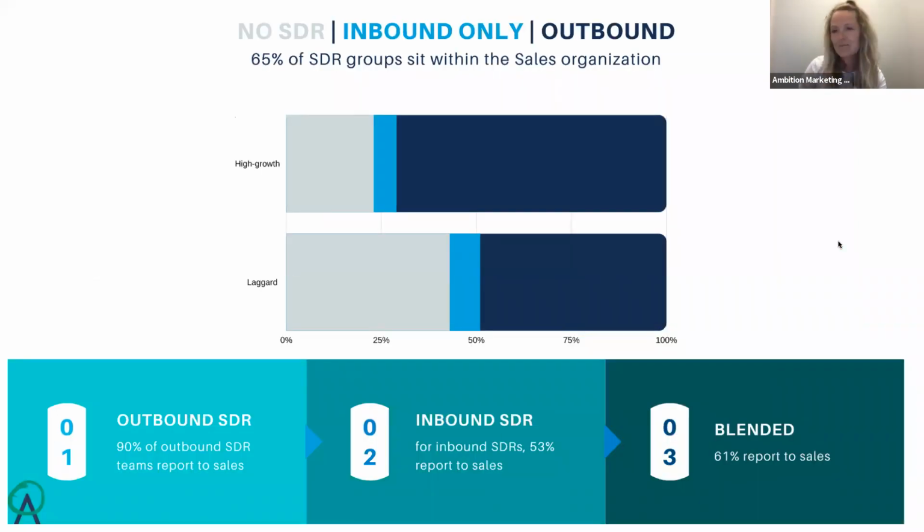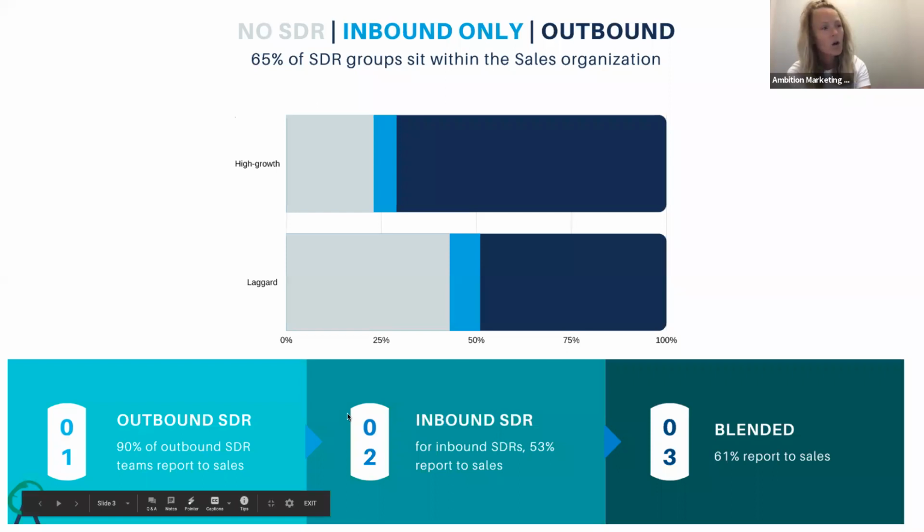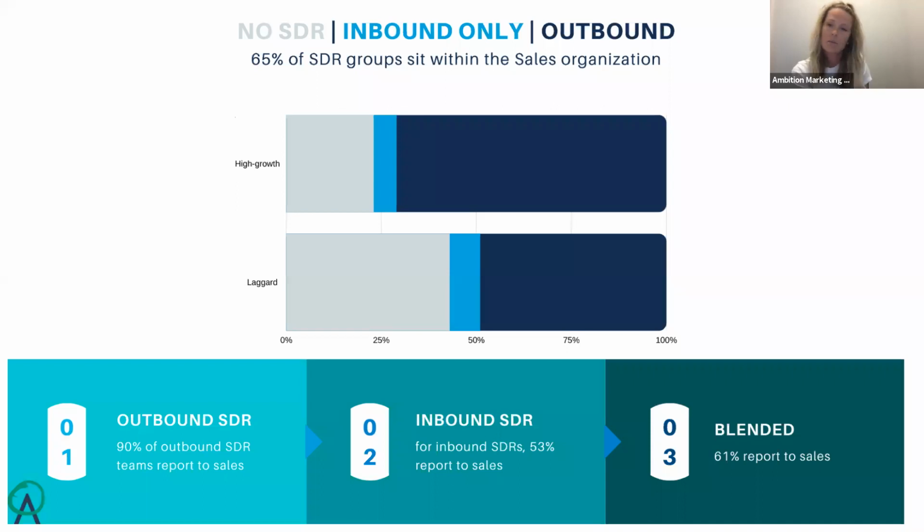SDR structure. So you've probably heard of it: inbound reps, outbound reps. Some reps are blended. They're supposed to handle inbound and outbound together. If you look at the bottom here, outbound SDR teams, 90% of them report to sales. So if you have an outbound team, it's likely that they're reporting to your sales team. If you look at having just an inbound team, only 53% report to sales. So a large number of those report to marketing because they're working those marketing leads. They're handling primarily just the inbounds from the site. So they may report to marketing, but still just over half do report to sales.